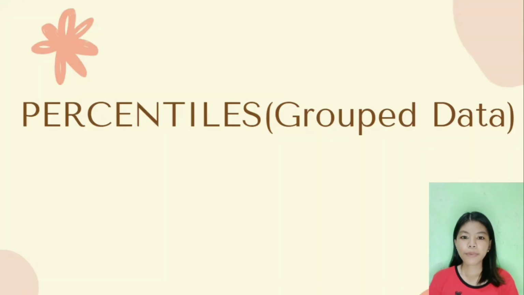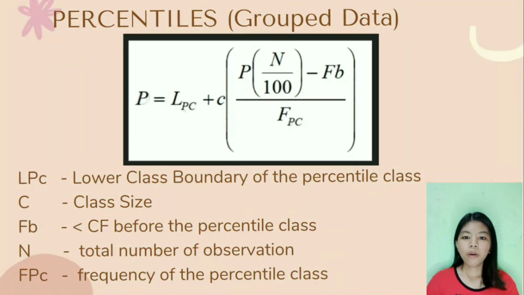So lastly is the percentiles of grouped data. Percentiles is the value that divides the set of scores or observations into 100 equal parts. This is the formula we need to use to find the value of percentile in grouped data.